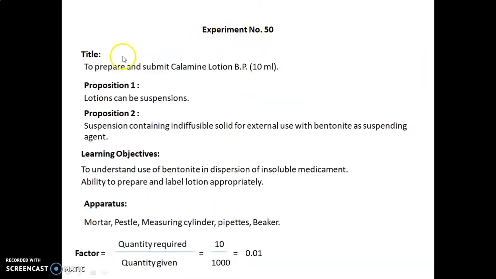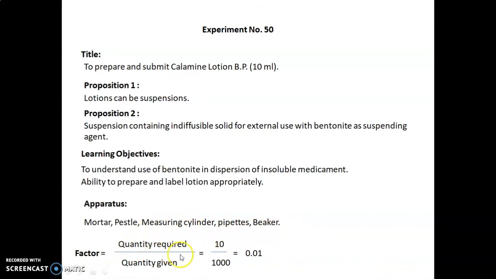Experiment number 50. The title of this experiment is to prepare and submit the calamine lotion BP, that is British Pharmacopoeia, 10 ml. Preposition 1, lotions can be suspensions. Preposition 2, suspension containing indiffusible solid for external use with bentonite as a suspending agent. Learning objectives are to understand the use of bentonite in dispersion of insoluble medicament and the ability to prepare and label the lotion appropriately. Apparatus required are mortar, pestle, measuring cylinder, pipettes, beaker.